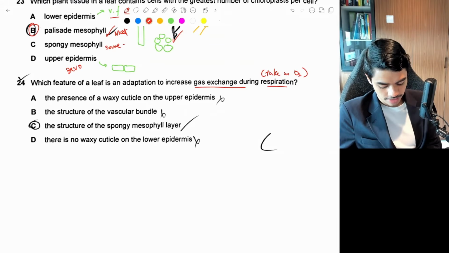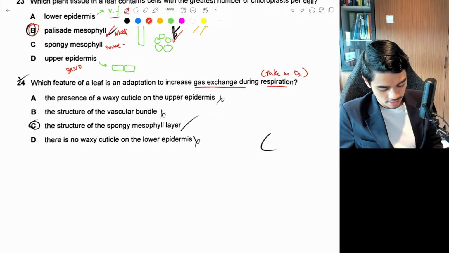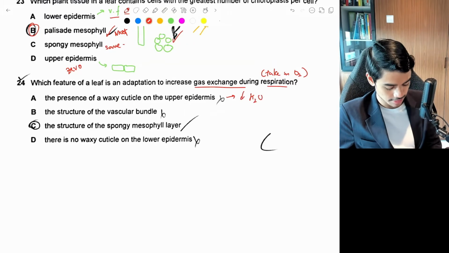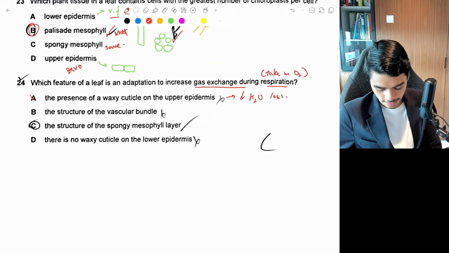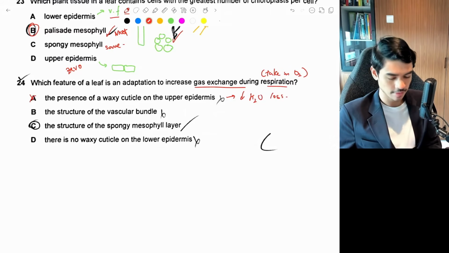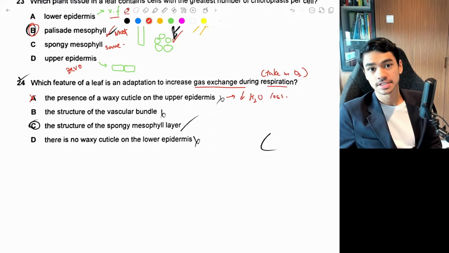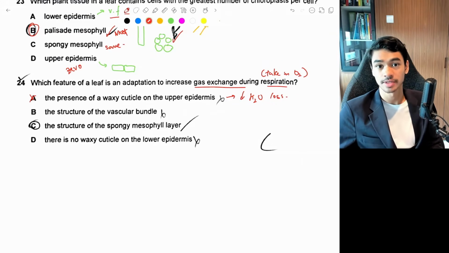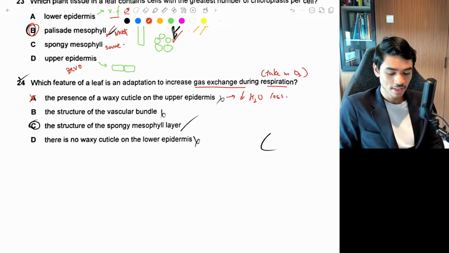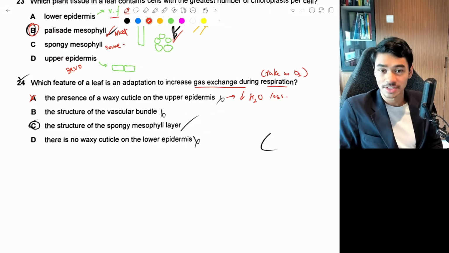So now, the presence of waxy cuticle on the upper epidermis is actually to reduce water loss. So it's not about respiration, it's not related. Then B says, the structure of the vascular bundle. Now the vascular bundle, xylem will transport water and mineral salts, and phloem will transport manufactured food substances such as sucrose and amino acids. So that's actually about transporting substances. It doesn't help with respiration. The taking in of oxygen is not relevant.